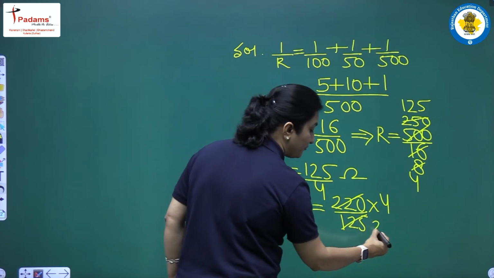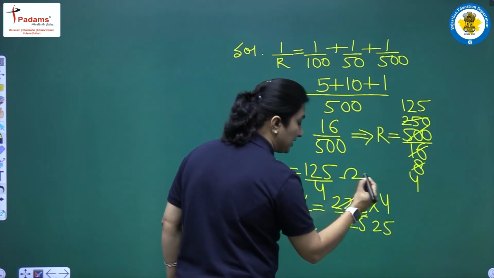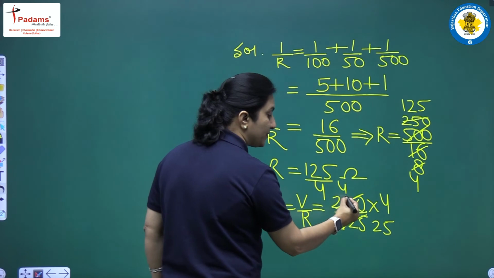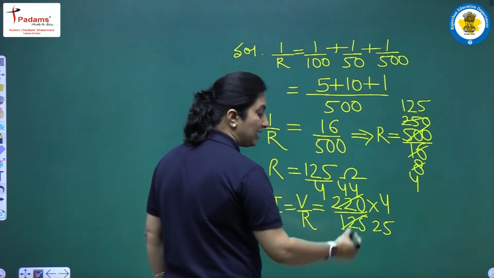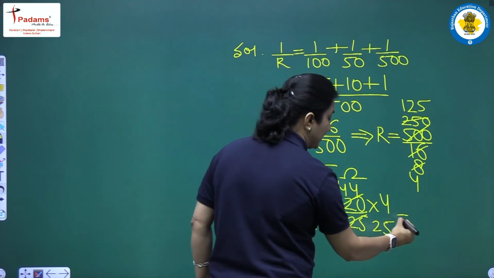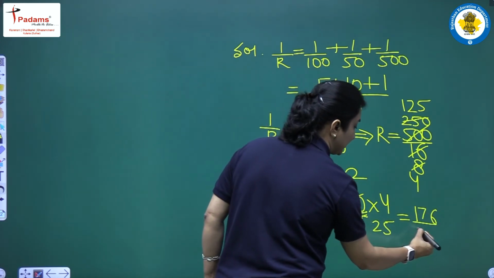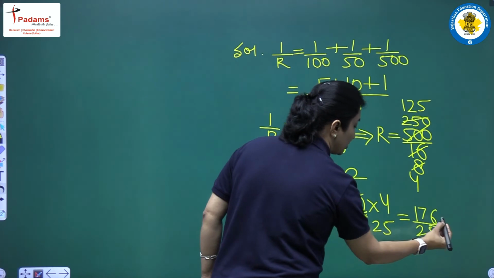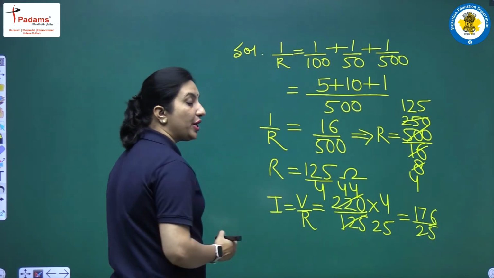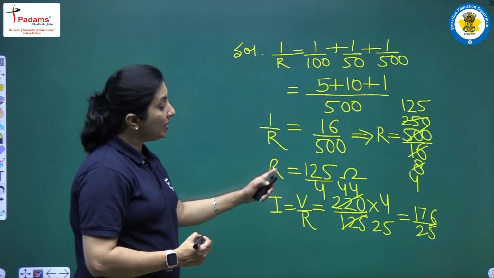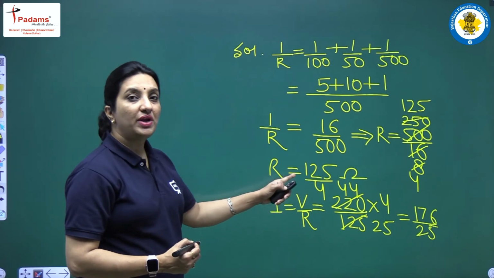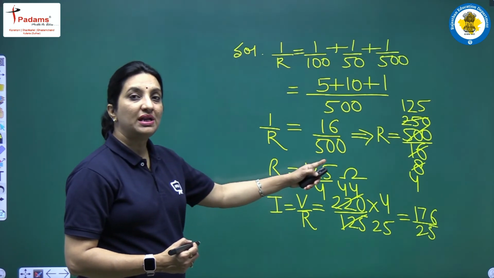So I will have 5 2s are 10 and 5 5s are 25, 5 4s are 20 and again 5 4s are 20. So what I get here is 4 4s are 16, 4 4s are 16, 176 upon 25, and here I had 125 upon 4. So let's solve this further so that we get a proper decimal value.